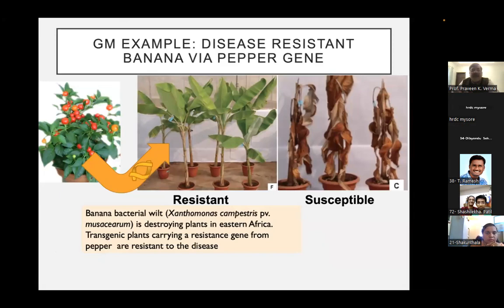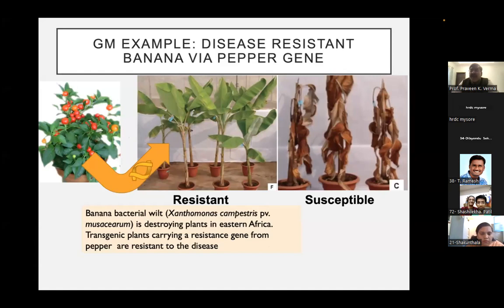This was actually in the Congo, or GRA. There is a country in Eastern Africa where people got a gene from the chili which is resistant to the bacterial wilt disease. So they transformed it into the banana plant. Banana was the most economic plant of these poor countries of Eastern Africa, where they developed this transgenic plant and gave it to the farmers.